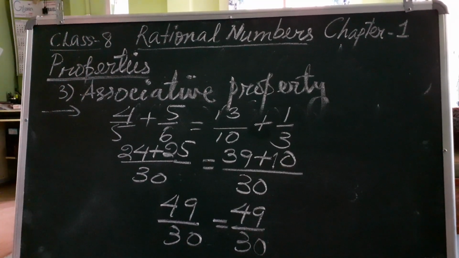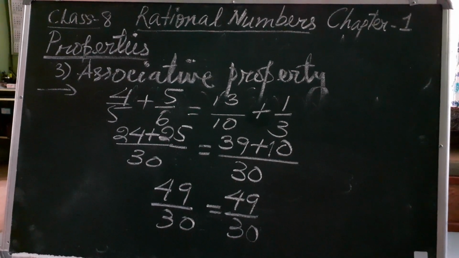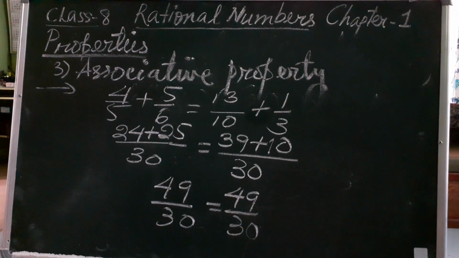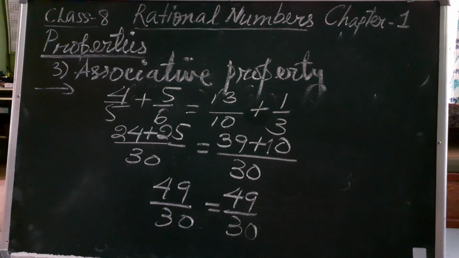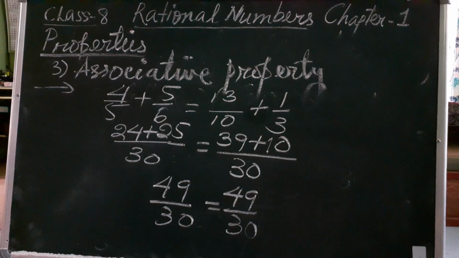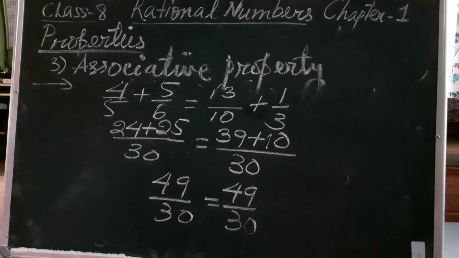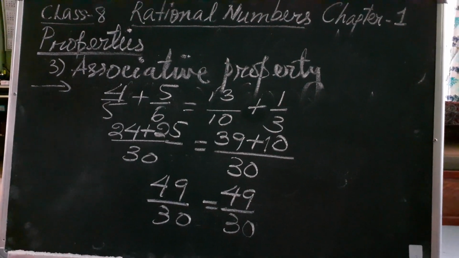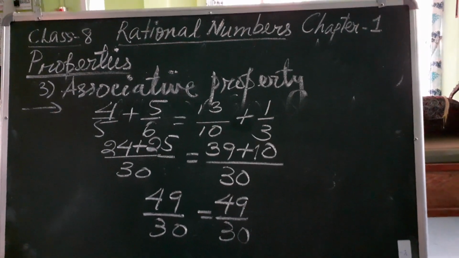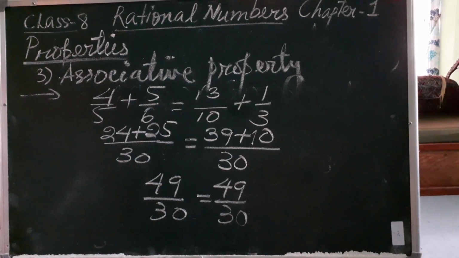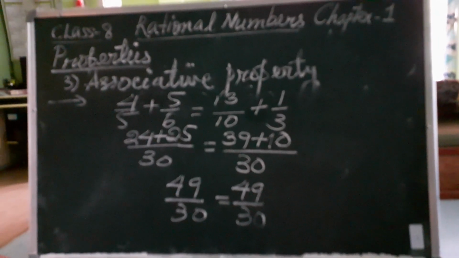This means that if you change the grouping of rational numbers while adding, the sum remains the same. This is called associative property of addition of rational numbers. It is not true in case of division and subtraction. Associative property is not true in case of division and subtraction.